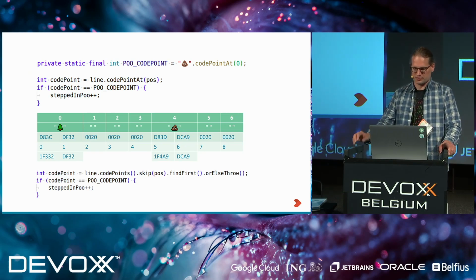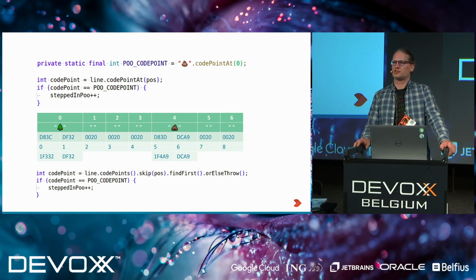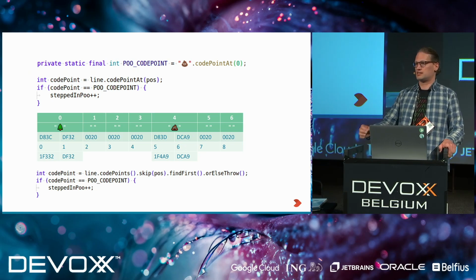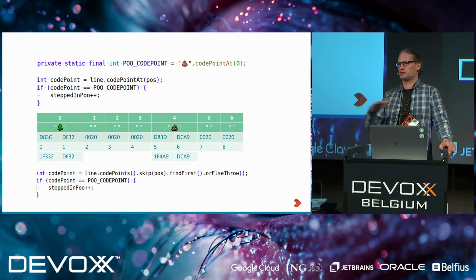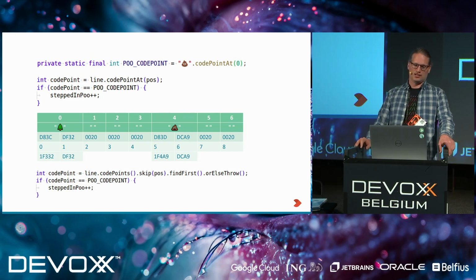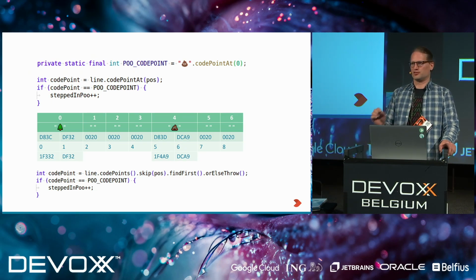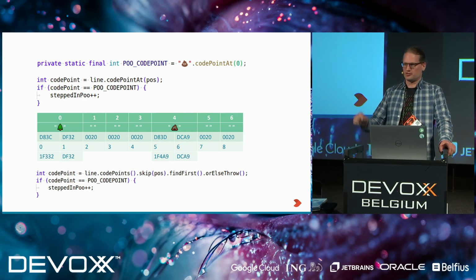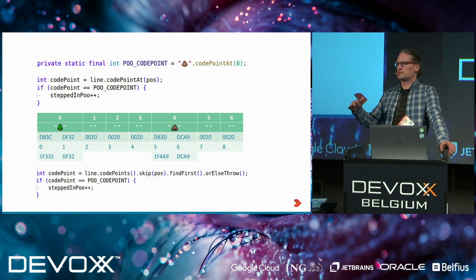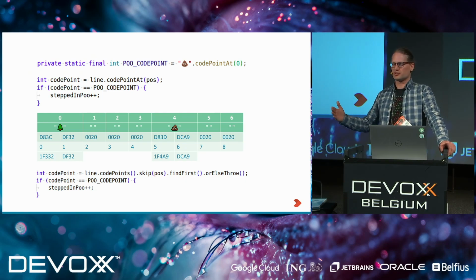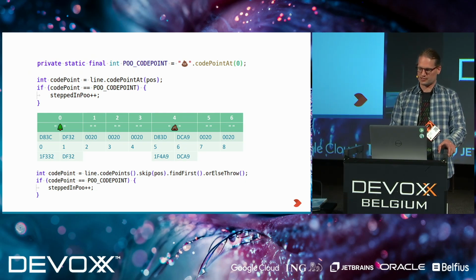What you have to do to solve this problem is turn the line into a stream of code points, which is less efficient because you have to walk through the entire stream. If it's a large string, then that definitely causes problems. But it's the only way to solve it. And so you just turn it into a stream of code points, then you skip the right number, and then you arrive at the correct answer.